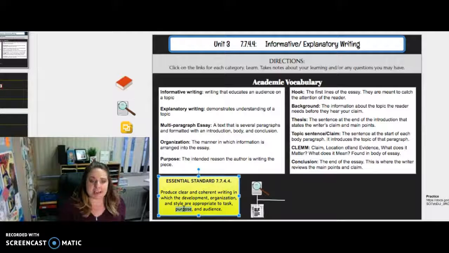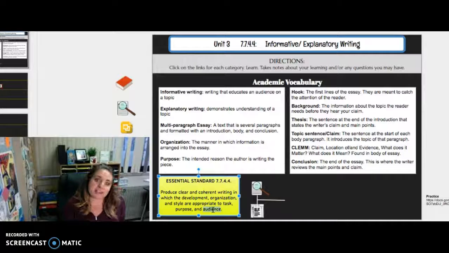If the purpose of our essay is to explain something and we start persuading instead, then we have now done something that is not appropriate to the task or the purpose, okay? And then we also need to consider our audience.